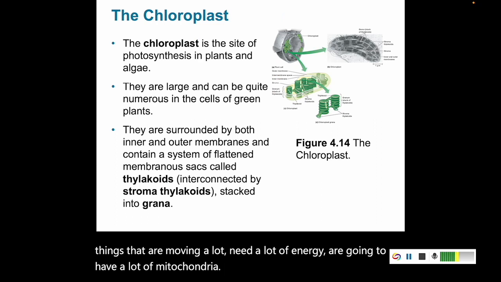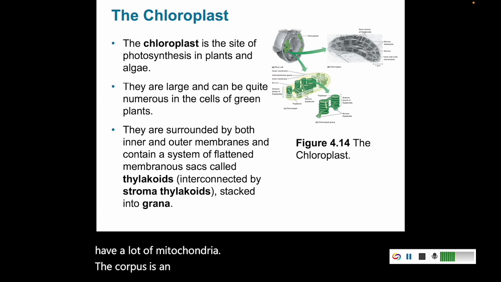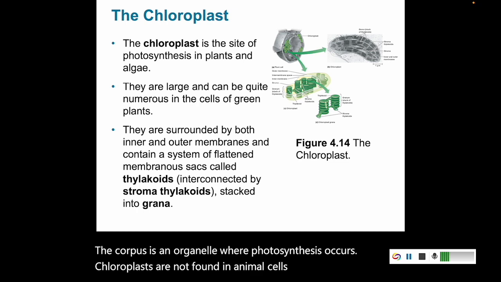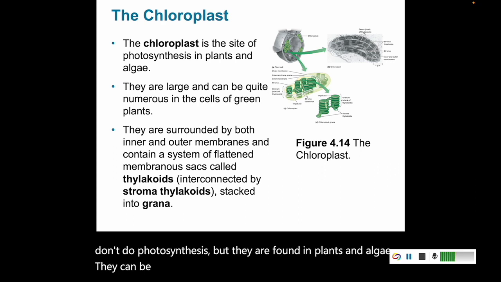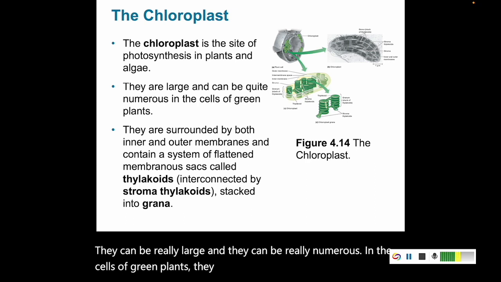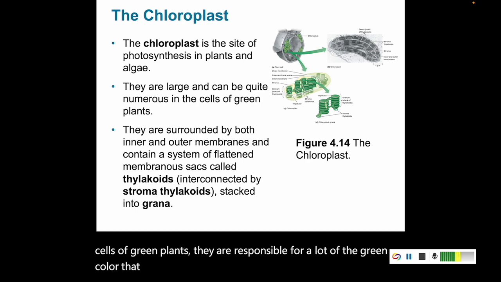The chloroplast is an organelle where photosynthesis occurs. Chloroplasts are not found in animal cells because we eat. We don't do photosynthesis. But they are found in plants and algae. They can be really large, and they can be really numerous in the cells of green plants. They are responsible for a lot of the green color that plants have. And they're also surrounded by inner and outer membranes.